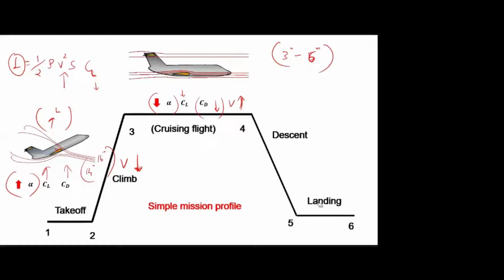And in the complete mission profile, if you take this cruising, it takes approximately 60% to 80% of the total mission. Okay, so minimum 60%, maximum 80% it takes. So in this cruising phase, we are maintaining very low drag so that we can save the fuel. Is that clear, mission profile?